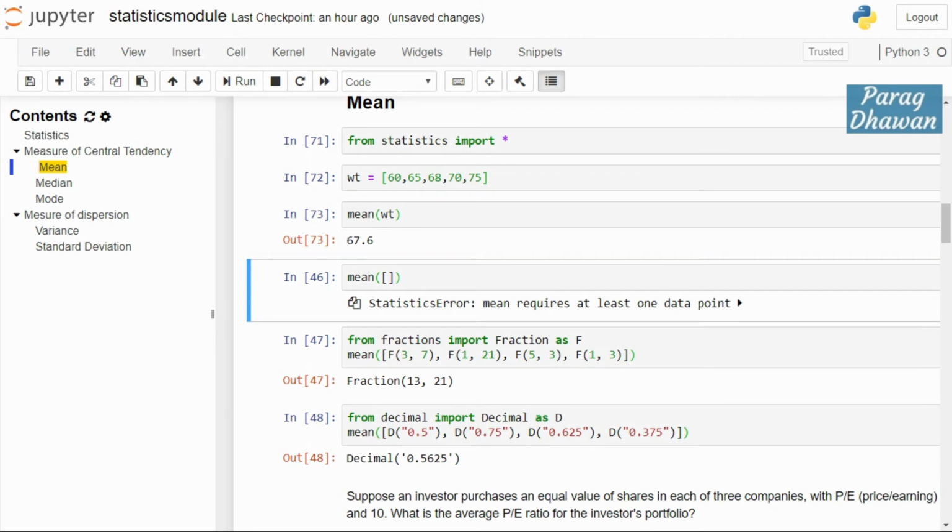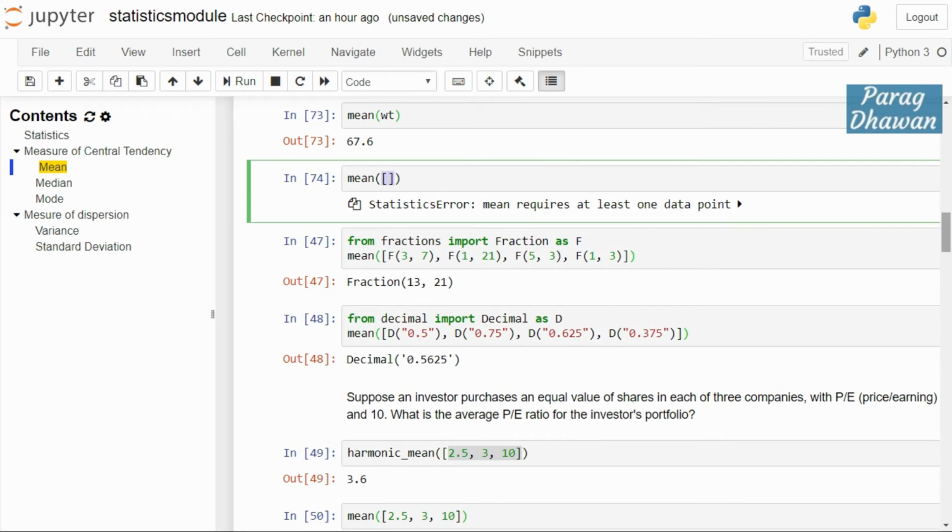You can say 67.5 means in that region a person can have a weight of nearly 67.5, a representative value for that population. If you don't pass any argument to mean, it will give a statistics error. Inside the mean function you don't pass any data, so it will give a statistics error.